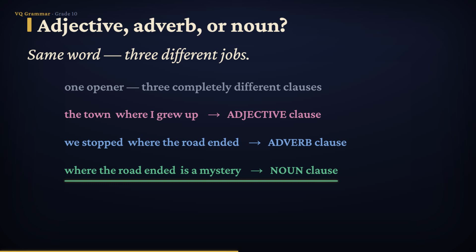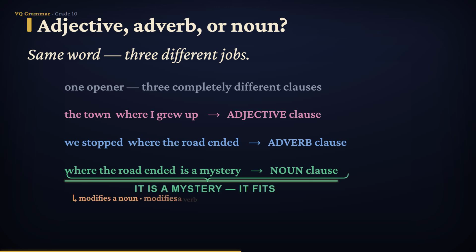This time, the clause is not describing anything. It's the subject of the sentence. It is the noun. Noun clause. So how do you tell them apart every single time?